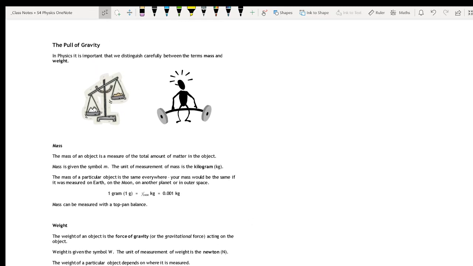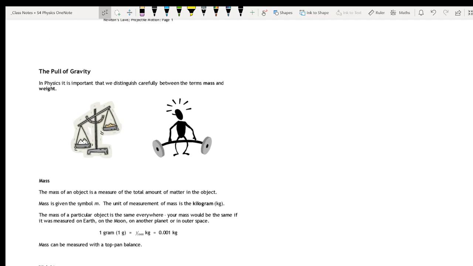In physics, it's important that we distinguish carefully between the terms mass and weight. Can anyone tell me the difference before reading on? Between mass and weight? Mitchell, you had your hand up? No, good. You're on the right line. Mass is how much stuff is in something. So yeah, you're right.